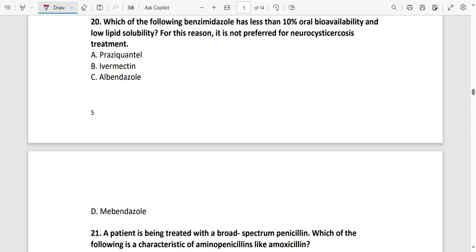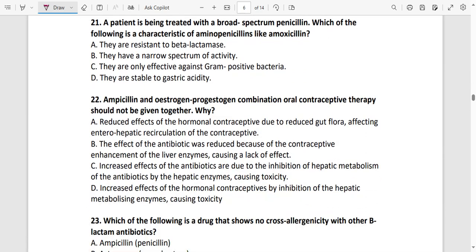We are also from mentioning this guy, isn't it? Thank you so much. Remember, we said albendazole can be used in neurocysticercosis because it can penetrate.